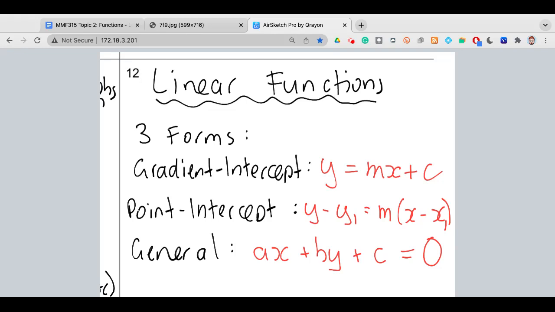Now the important thing to note is that any one of those forms can be manipulated until it's into any one of the other forms. It just can be. If that doesn't make sense to you, we'll talk about it. But basically, if I gave you gradient intercept form, you could work out a point, and because you've worked out a point, you could then write it in point intercept form. Or if you had it in point intercept form, you could expand this and add y1 to the other side, and you get it into y equals mx plus c form. So you can just change the formats there.